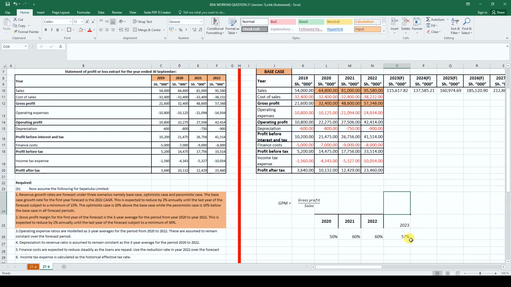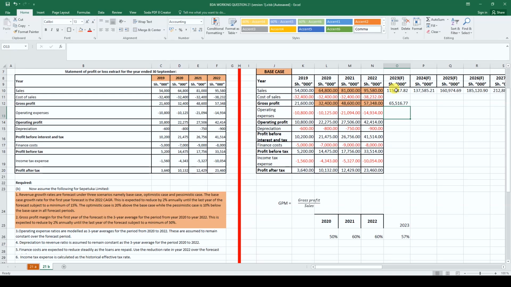So how do we get now the gross profit? You can see from the formula, we just multiply the sales down here with the gross profit margin, which we've computed over here. So to get the gross profit, we get plus 57% times the sales. Enter. 65,516.